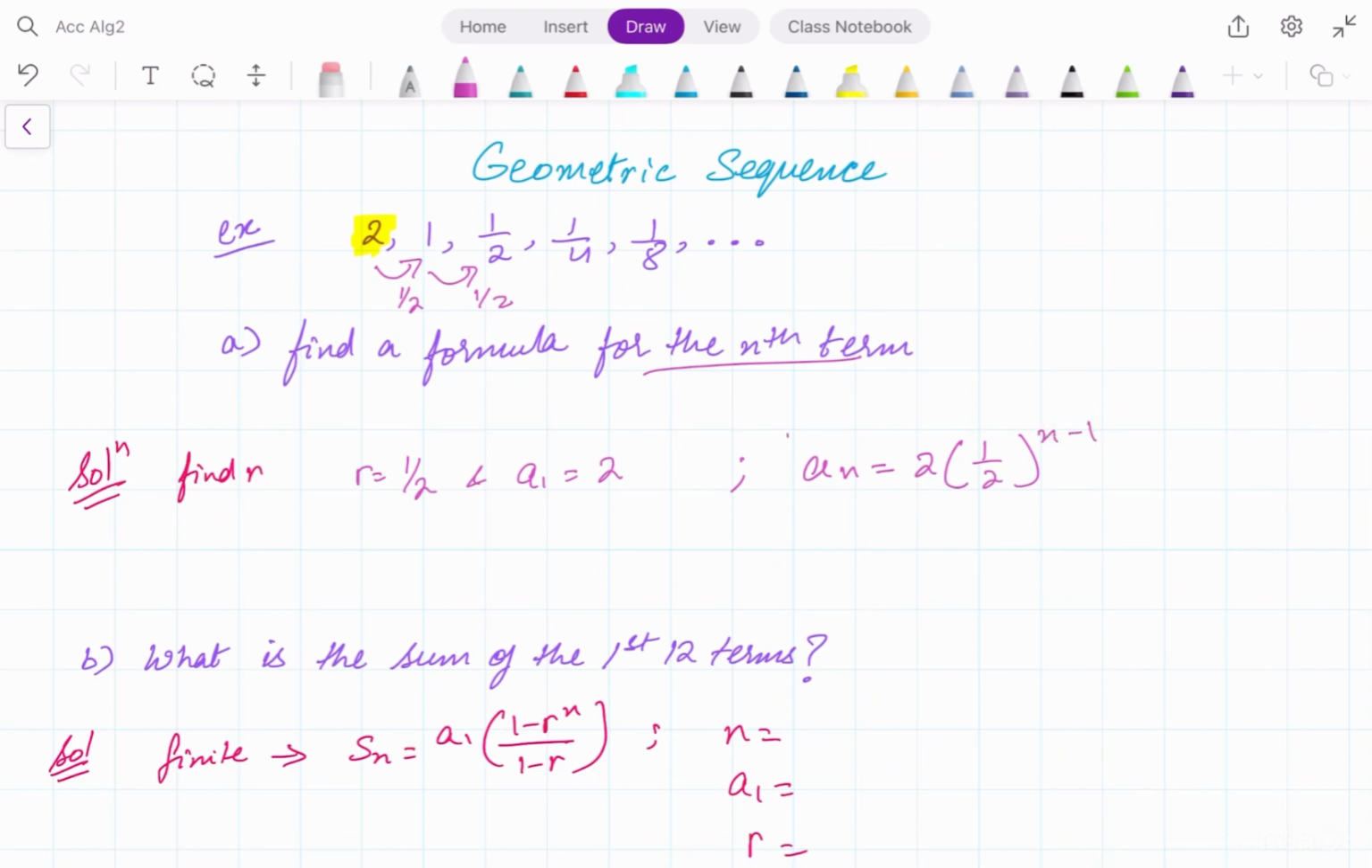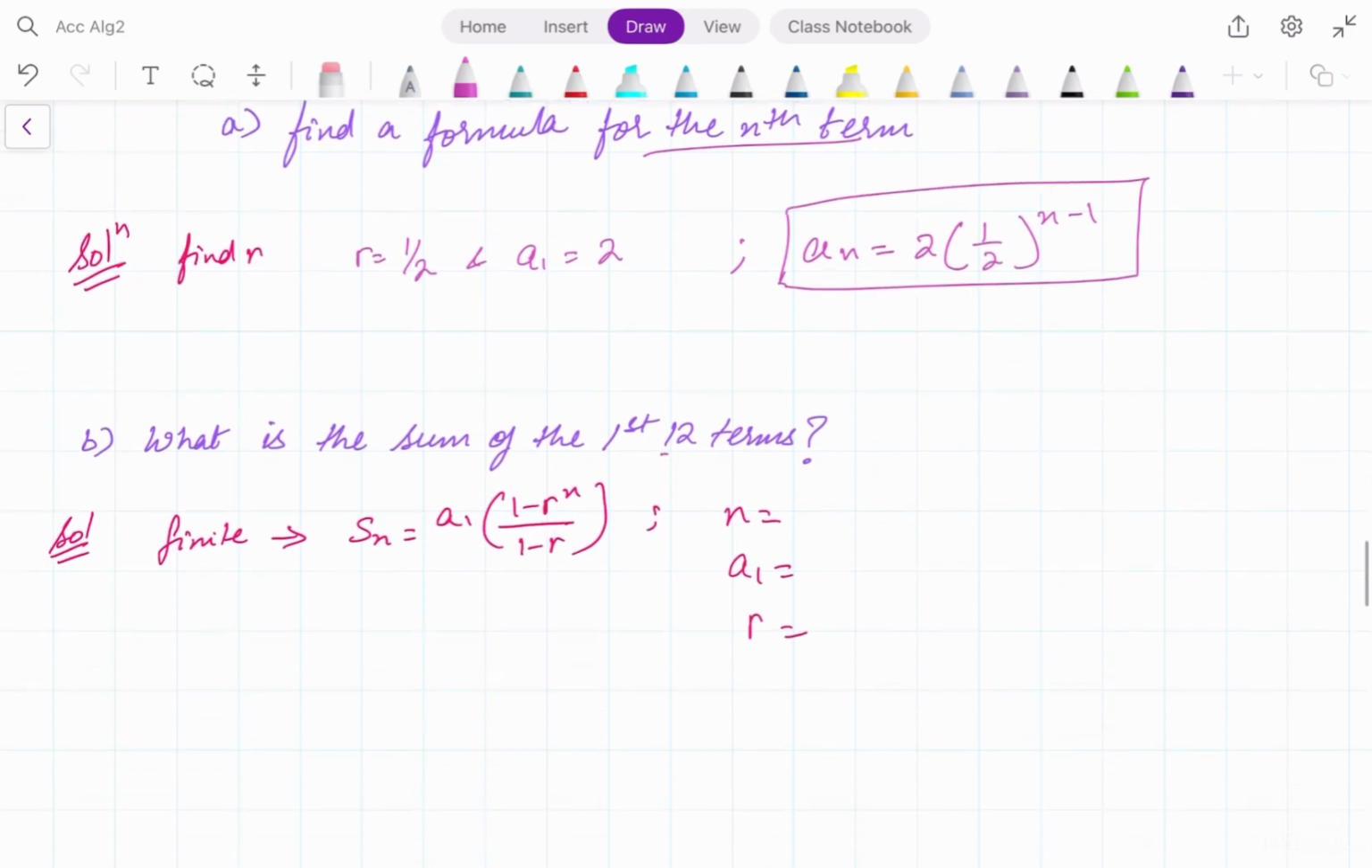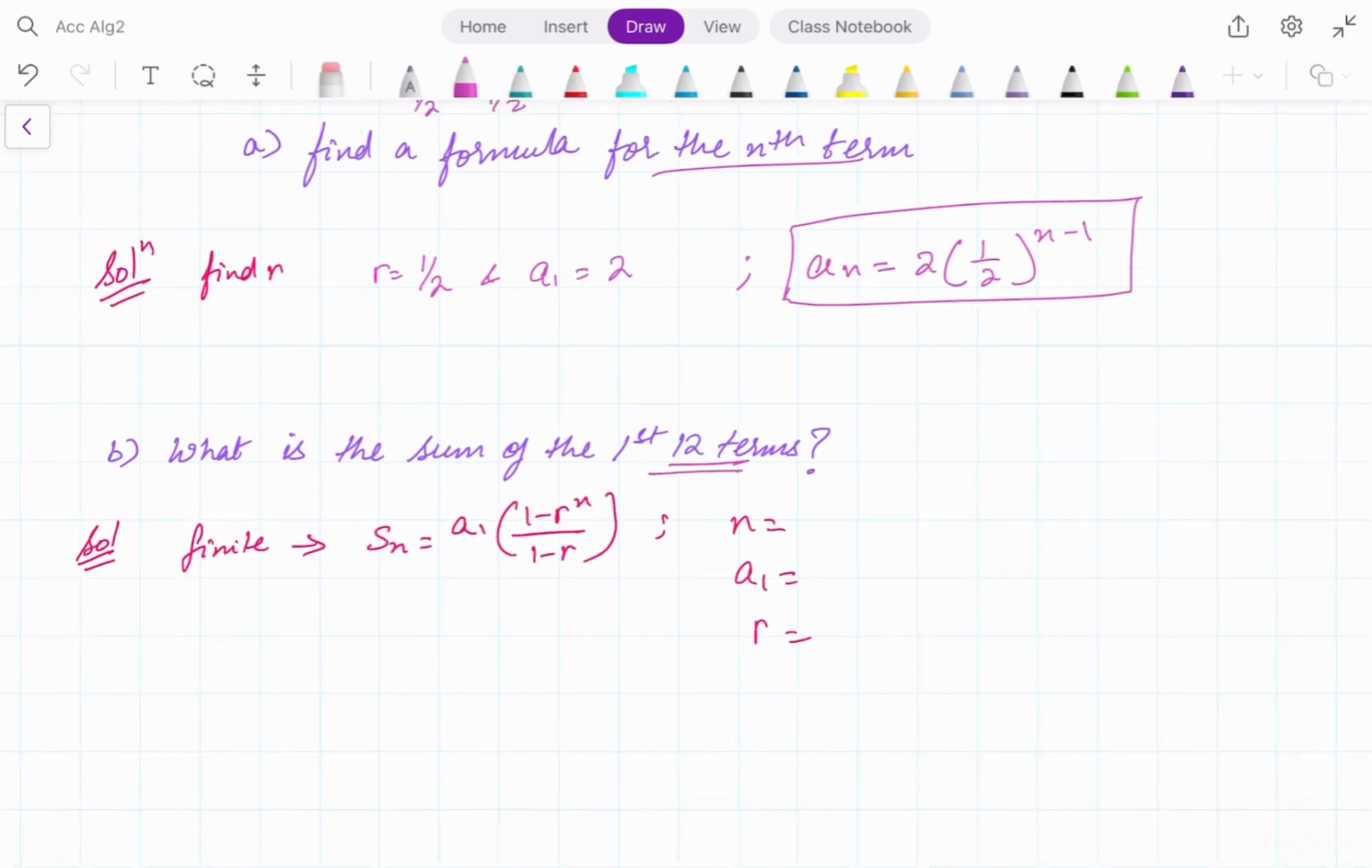When they are asking for the nth term, they are saying, give me the equation, or give me the formula for this particular problem. So we have the formula. Now, the second part of the question asks for the sum of the first 12 terms. So n is 12, I know a1 is 2, and r is 1/2 from part A. So I need the sum of the 12.